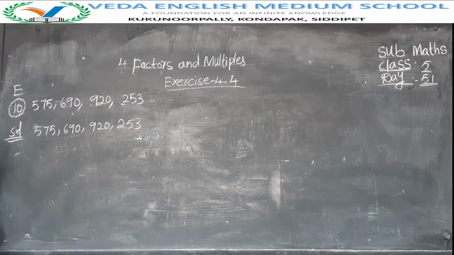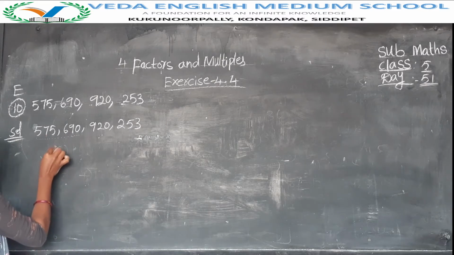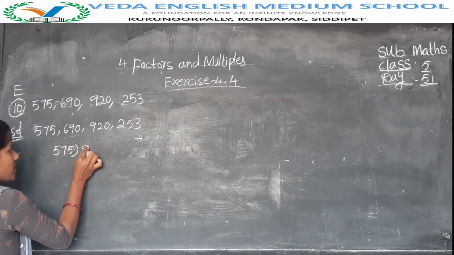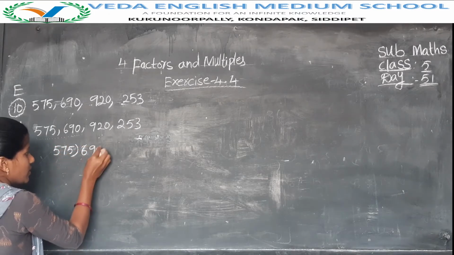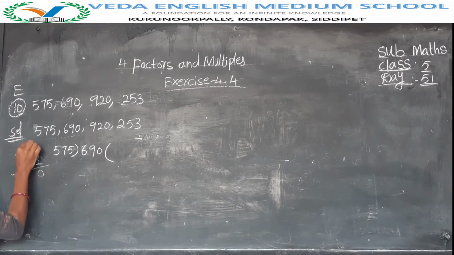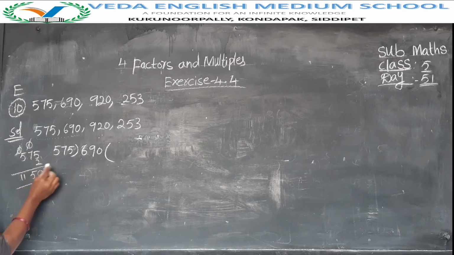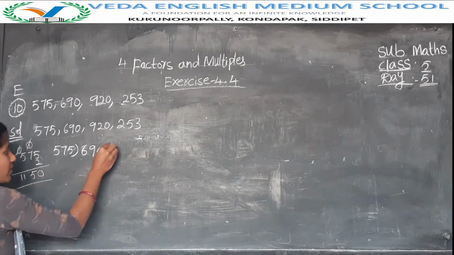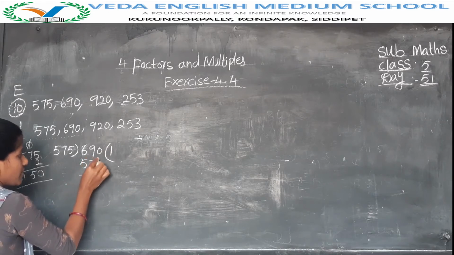Out of these two numbers, 575 is the smaller number, so in the 575 table we check whether 690 is possible or not. 2 fives are 10, 0 here, 1 will become carry. 2 sevens are 14, 14 plus 1 is 15, 5 here, 1 will become carry. 2 fives are 10, 10 plus 1 is 11. 575 twos are 1150. If you take this, it will become a greater number. So we will take 575 ones are 575.